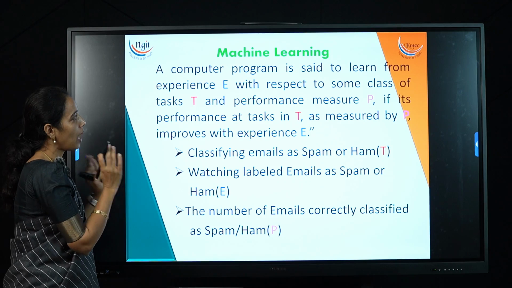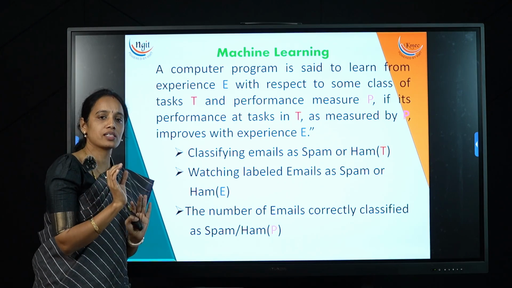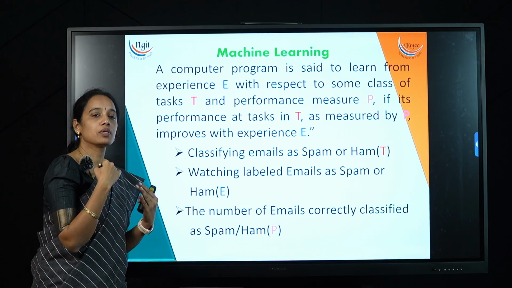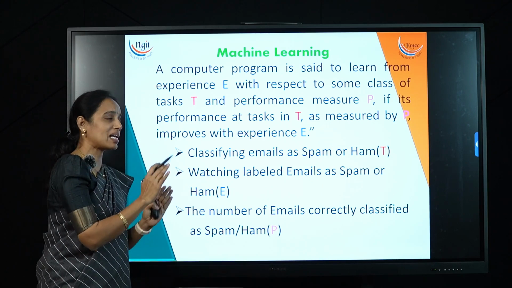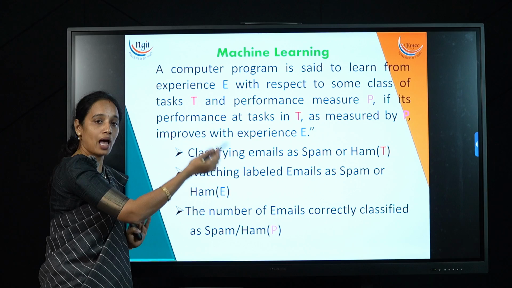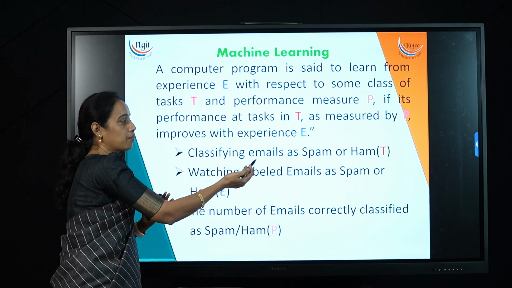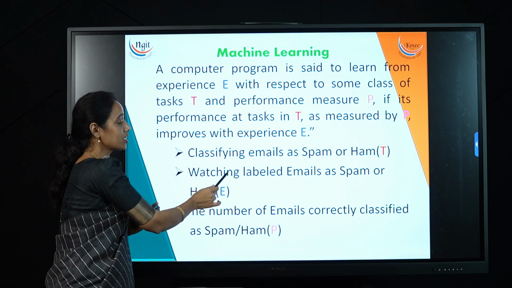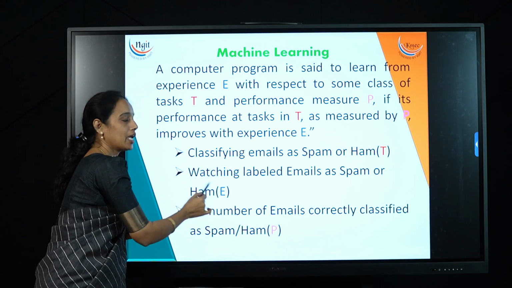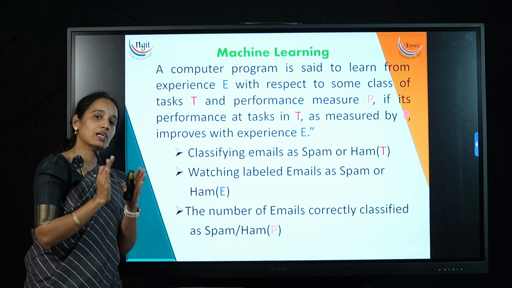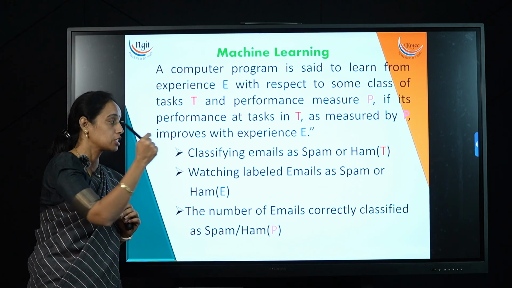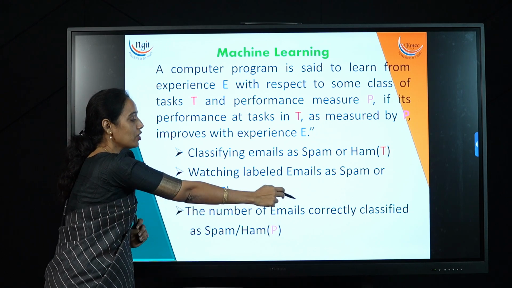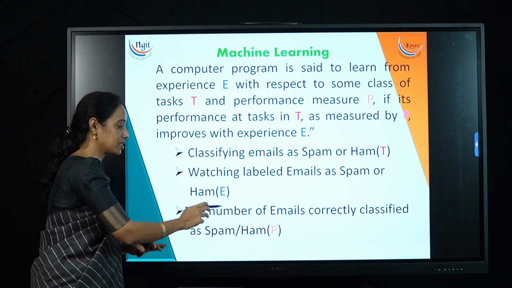When we map this definition to a particular statement, let us take the example of spam detection. In spam detection, the agenda is to predict or classify emails as spam or ham, that is, spam or not spam. That is the given task for the machine learning. Watching the labeled emails as spam or ham is the experience. So there will be a difference between spam emails and normal emails, and watching the labels of those is the experience. The next one is the number of emails correctly classified as spam or ham, which is the performance.